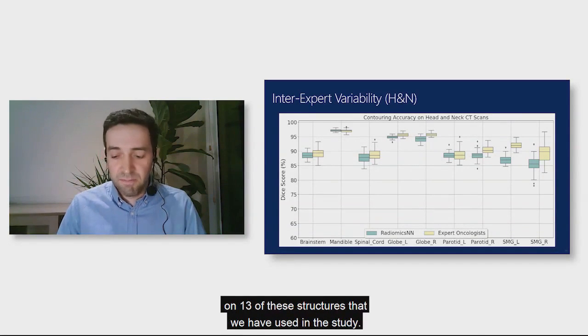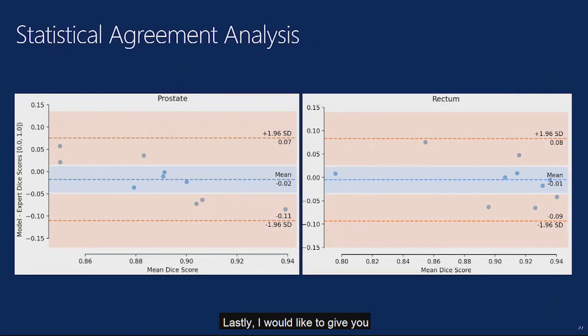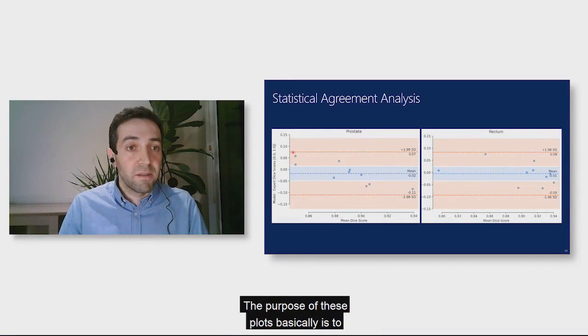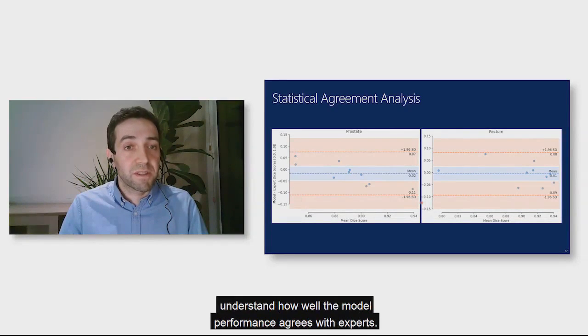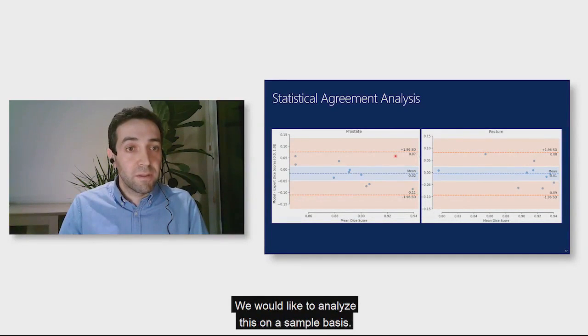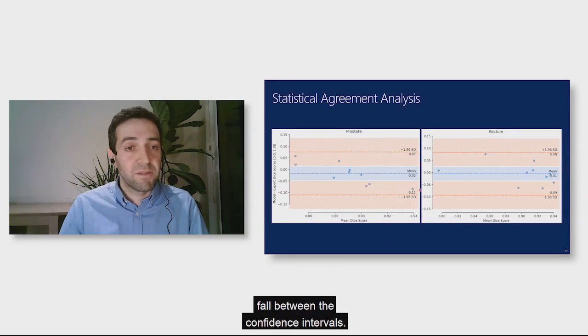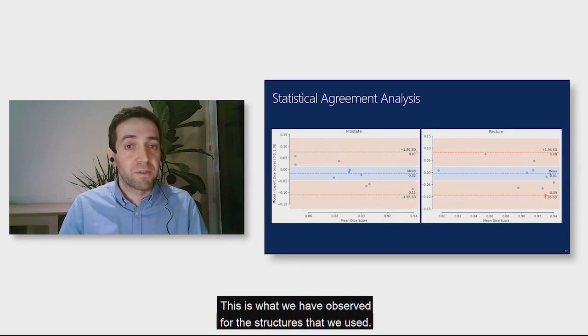And lastly, I would like to give you a short summary of part of the statistical agreement analysis we did. And here we're seeing the Bland-Altman plots obtained for two different structures, namely prostate and rectum. And the purpose of these plots basically is to understand how well the model performance agrees with experts. And we would like to analyze this on a sample basis. And here each point is representing the image or the patient data that we have used in this study. And if the models and the expert performance agree, we will ideally expect these to fall between the confidence intervals. And this is what we have observed for the structures that we used.